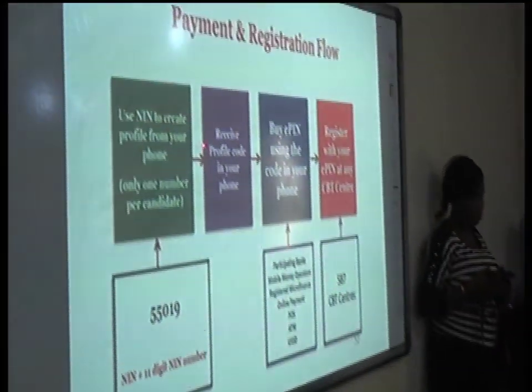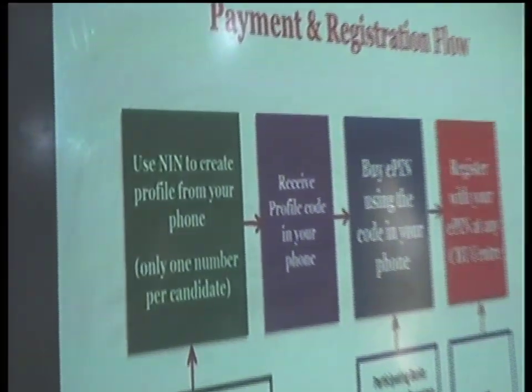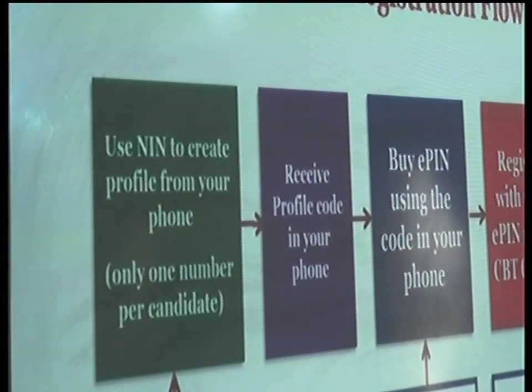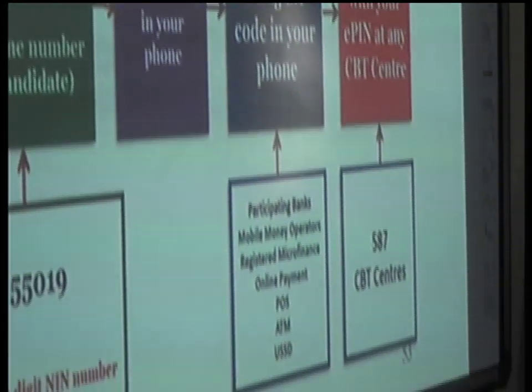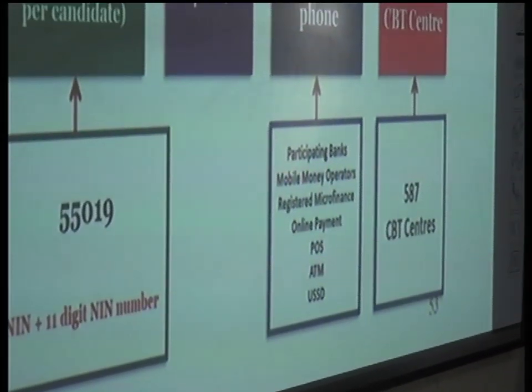Now this is the payment process. Everything I'm explaining now is in one diagram. The first thing is to use your NIN to create your profile code. How do you do that? Who can tell me? Somebody should tell me. How can you use your NIN to create your profile code? That's the first thing you do now. Raise your hand, please, and use the microphone.